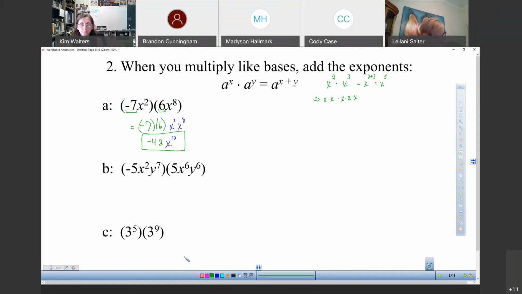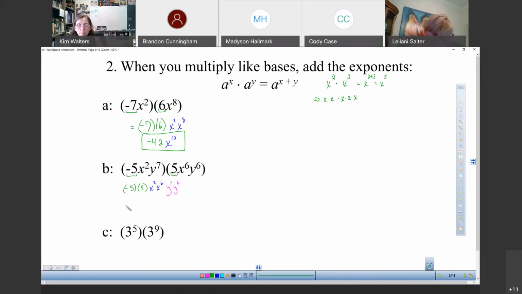Okay. All right. So let's look at part B here. So I've got number times number. And so negative 5 times positive 5. And if you don't want to take this step in here, you don't have to, but I'm going to just for the fun of it. Okay. And then I have x to the second times x to the 6th. I like to put my x's together. And then I have y to the 7th and y to the 6th. Okay.